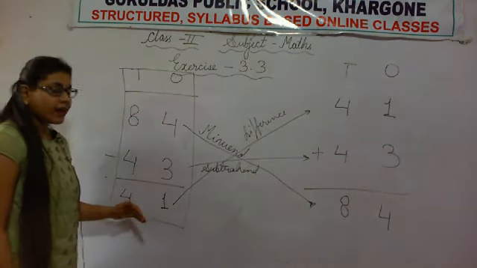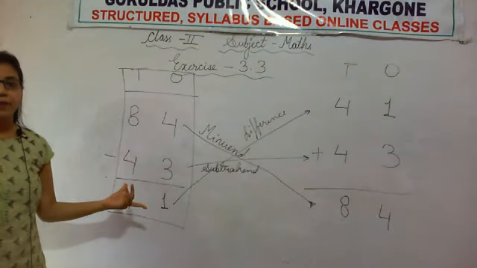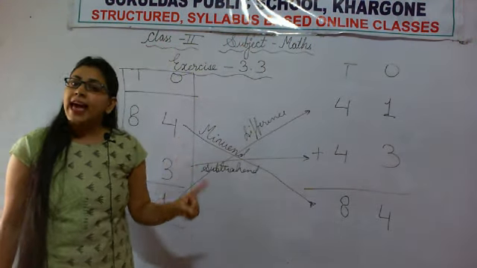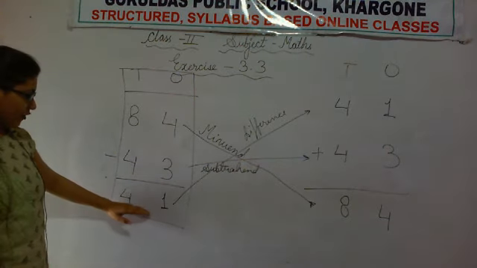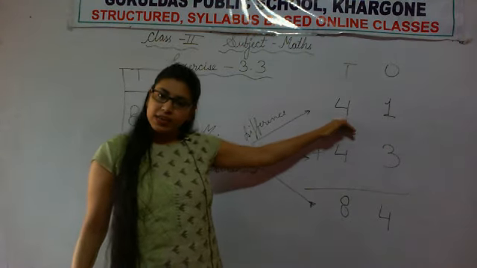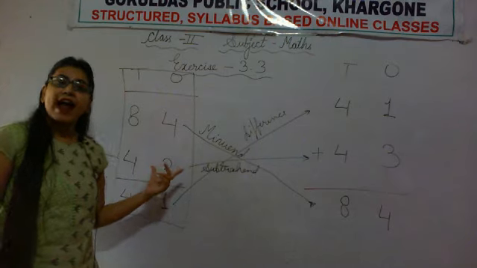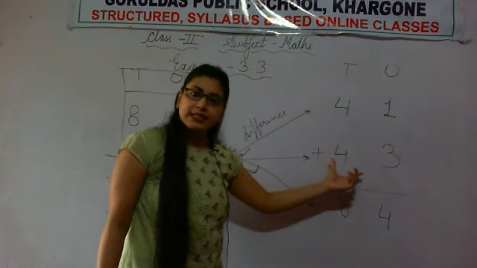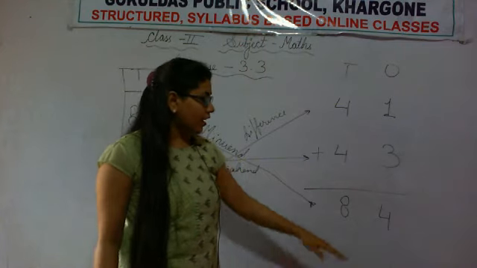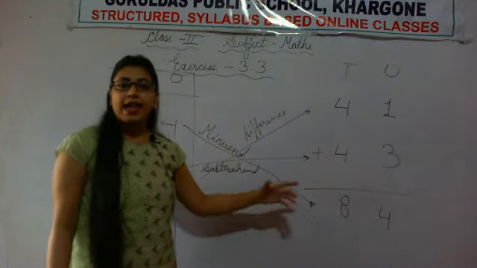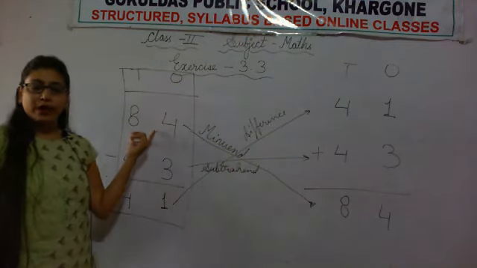We will write again. First of all we'll perform subtraction. Then for checking by addition we will write our difference as first addend. Our subtrahend will be the second addend, and then we'll add, and our answer must come as equal to minuend.